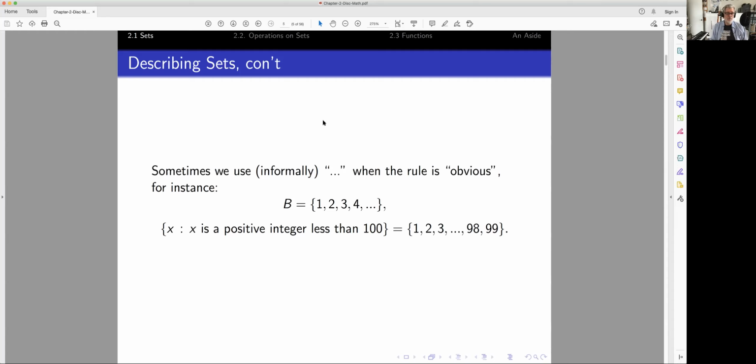And here's another example, the set x such that x is a positive integer less than 100. We might very informally write curly bracket, 1, 2, 3, three little dots, 98, 99. It's clear from context that we're talking about positive integers between 1 and 99. Okay, so you might see this also, but it's informal, right? It's just to go faster.